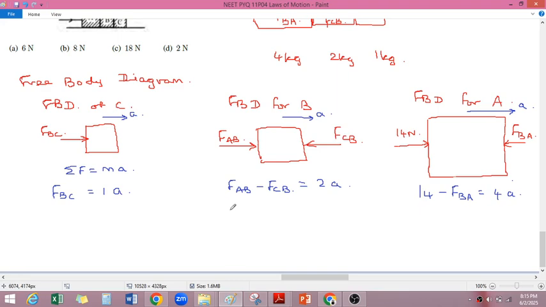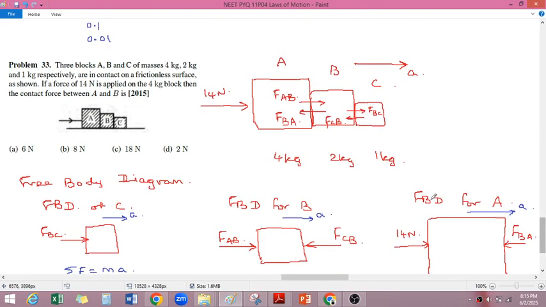Okay, these are all the common mistakes you folks will do. So FAB minus A is equal to 2A. FAB is equal to 3a. If I put 3a over here, again the same concept, magnitude, the direction is already taken care of. So you should not again put a minus here. So 3a is a magnitude. So that means 14 minus 3a is equal to 4a. So a is equal to 2 meter per second square.